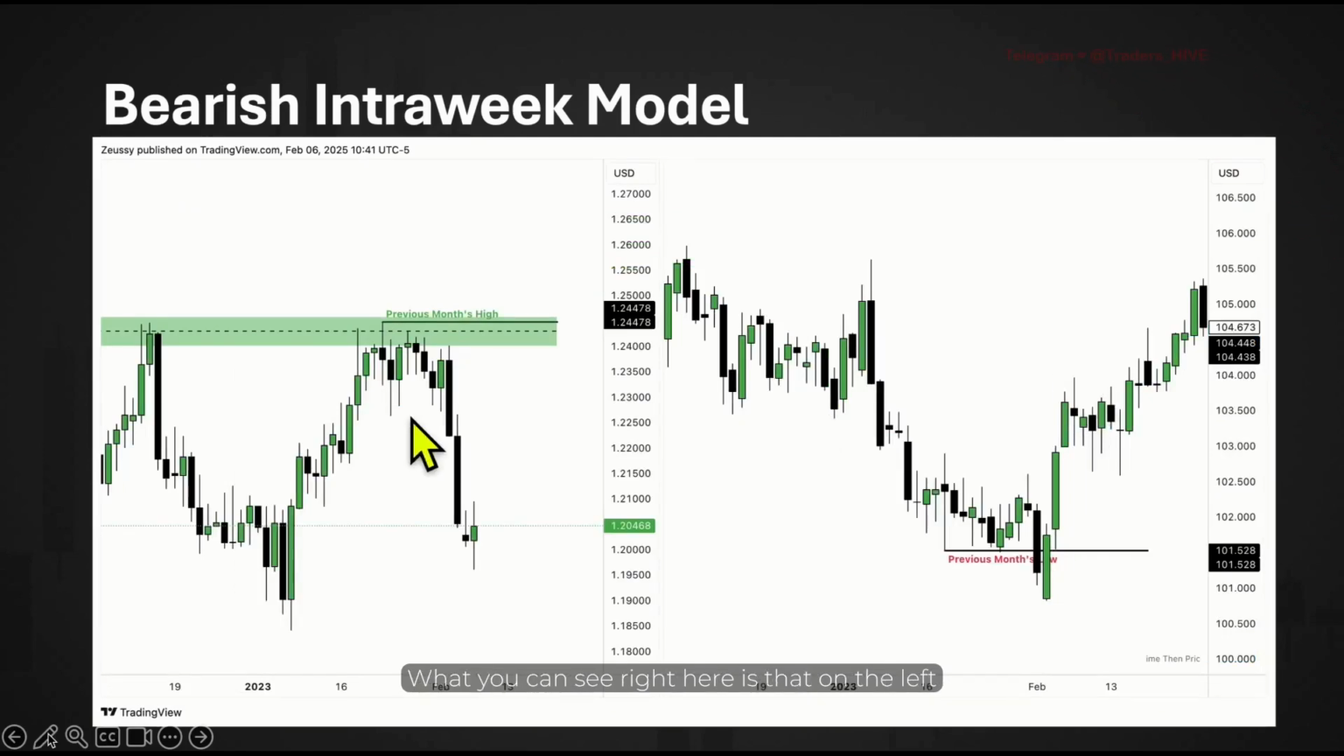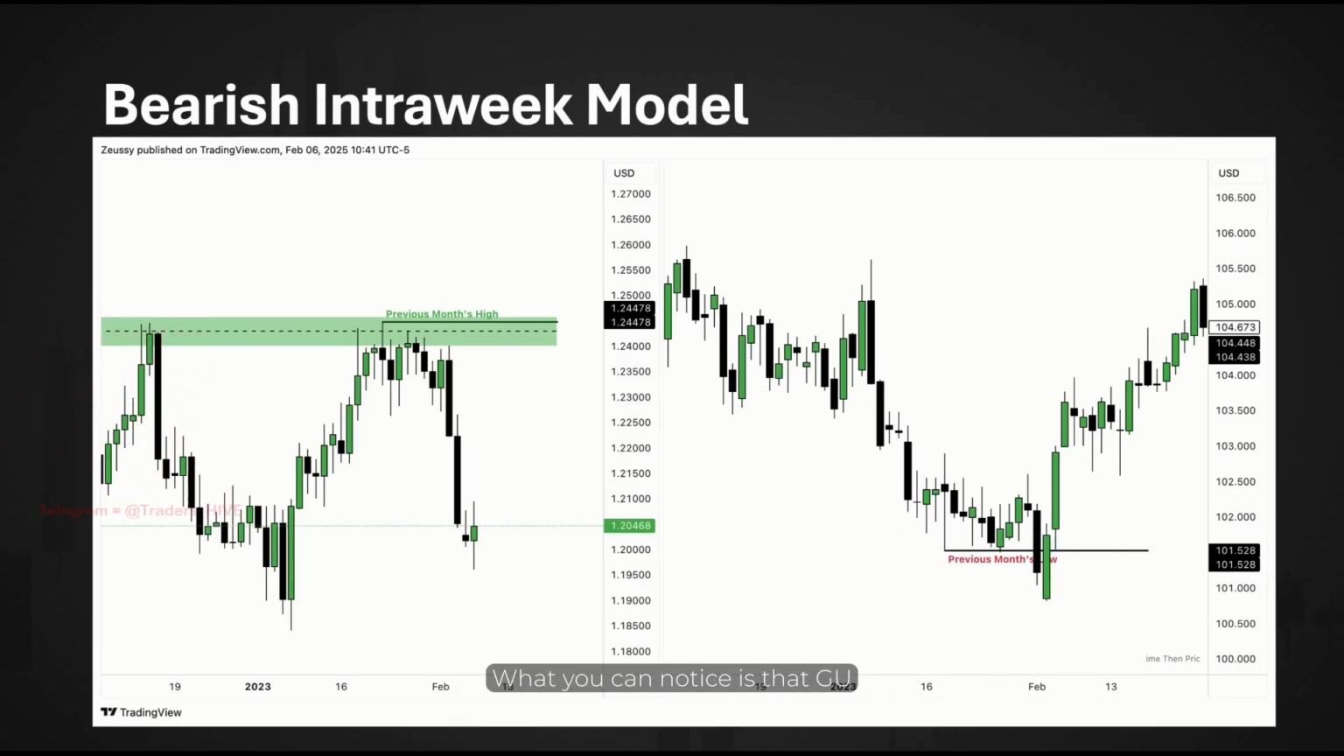What you can see right here is that on the left you can see GU, on the right you can see the dollar. What you can notice right here is the following. I have annotated the previous monthly high on GU inside of that higher time frame imbalance. And next you can see that I've annotated the previous month's low on the dollar.